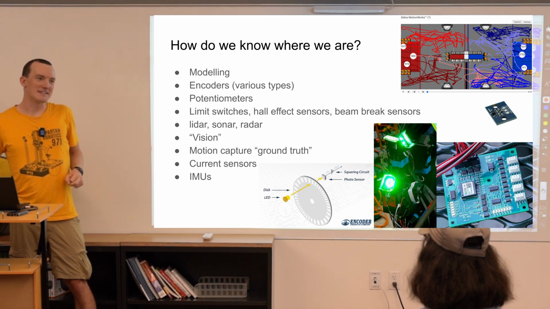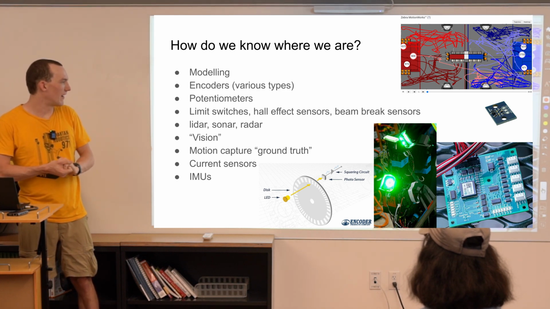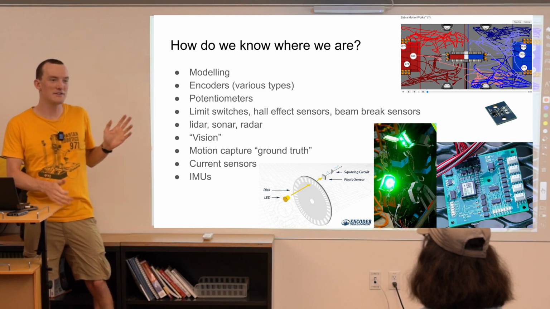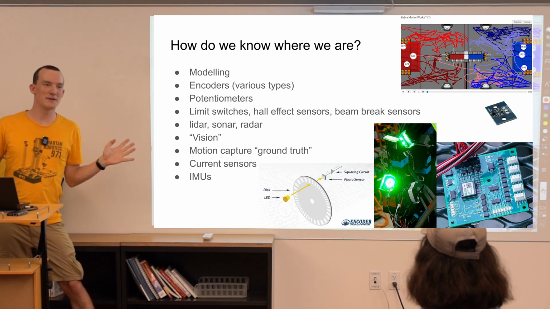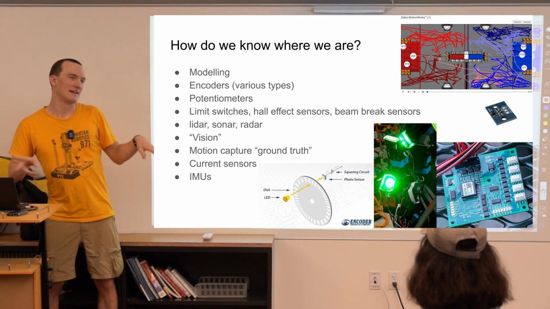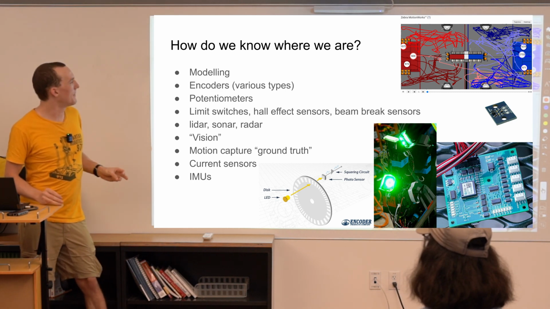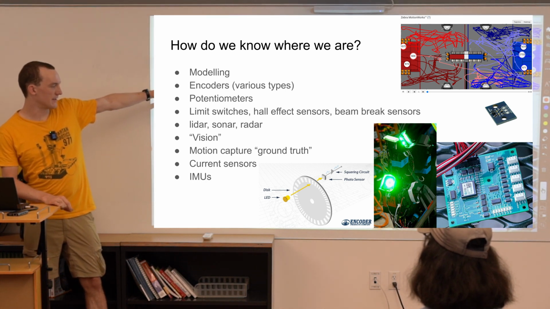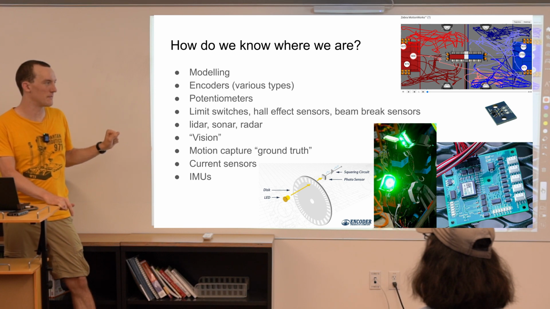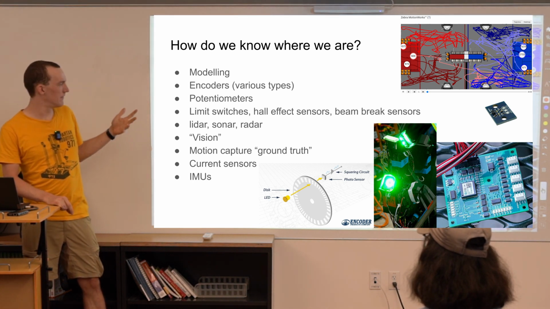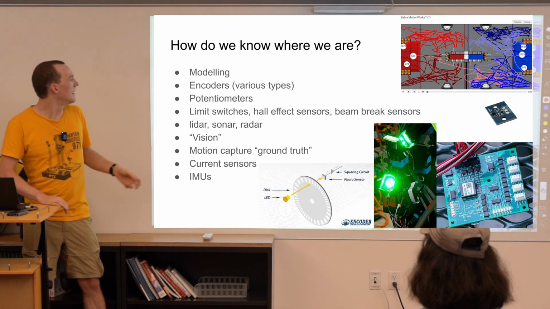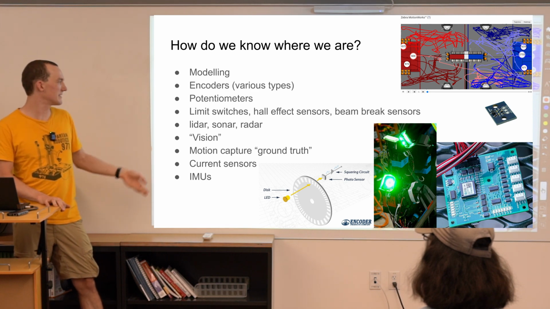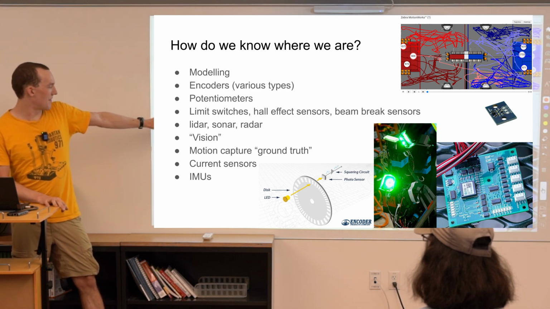Now, there are many different ways that we can know where something is, whether that's the robot or not. One is modeling. You can just say, oh, we're applying some voltage or duty cycle to a motor for a certain amount of time, and this is what should have happened. That only gets you so far, but it is an option. There are various types of encoders. These approximately tell you the current position of a mechanism or a rotational mechanism. Potentiometers typically give you a more absolute position of some sort of rotating mechanism. And various types of other stuff.